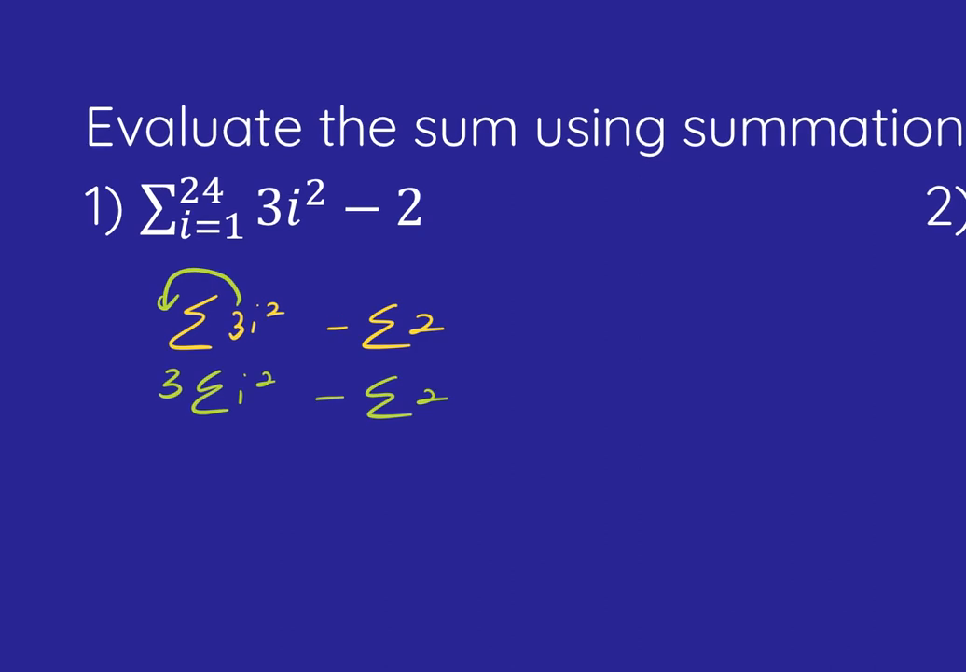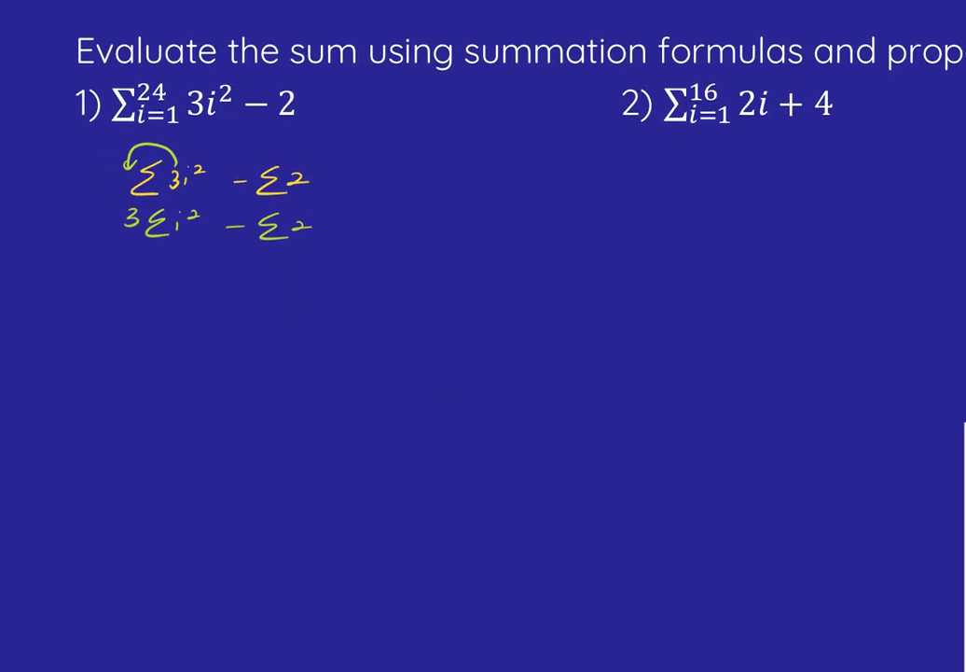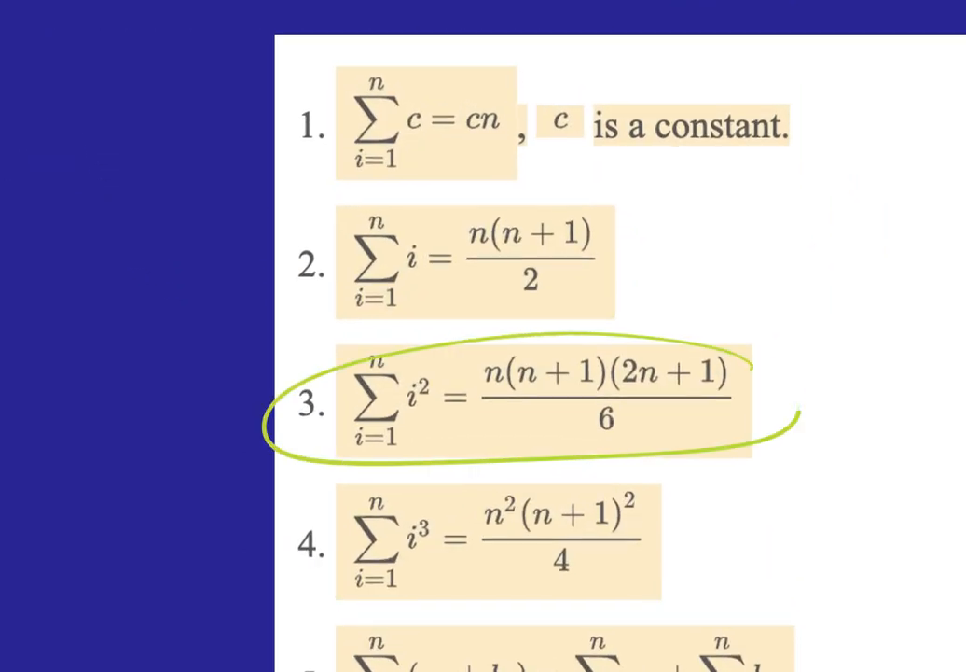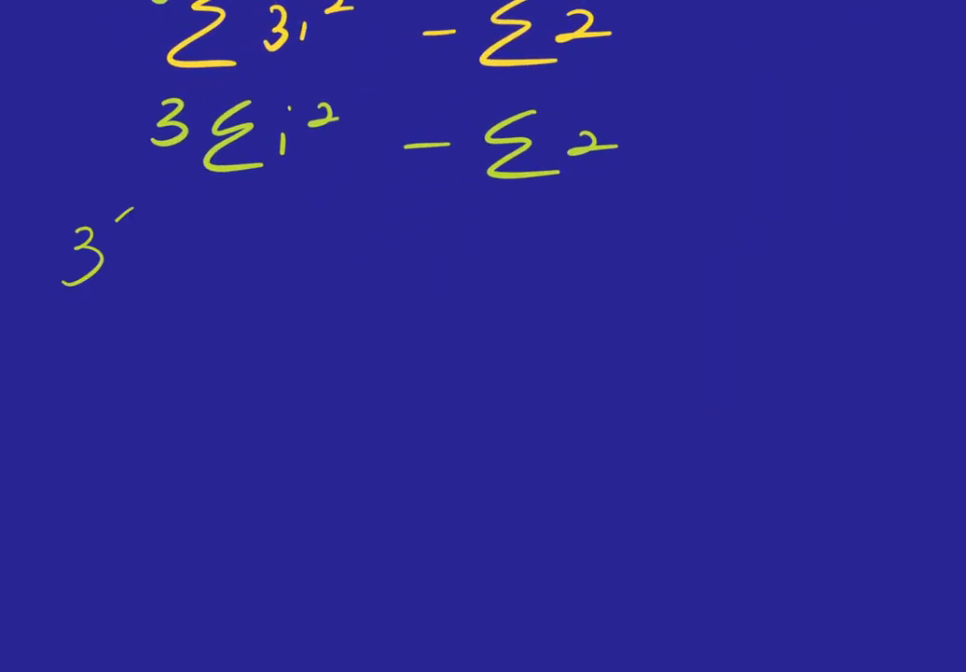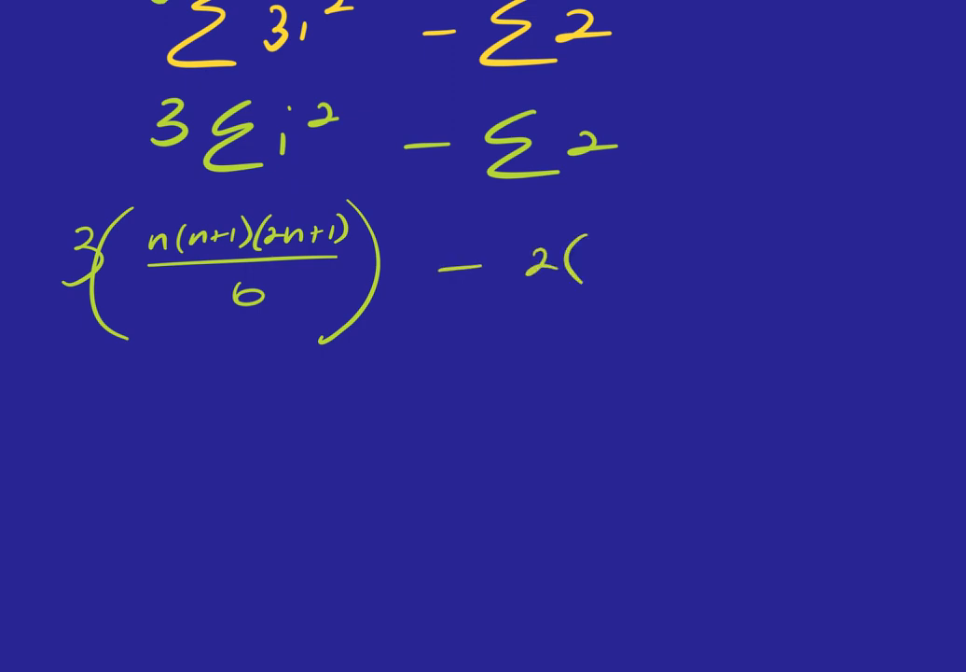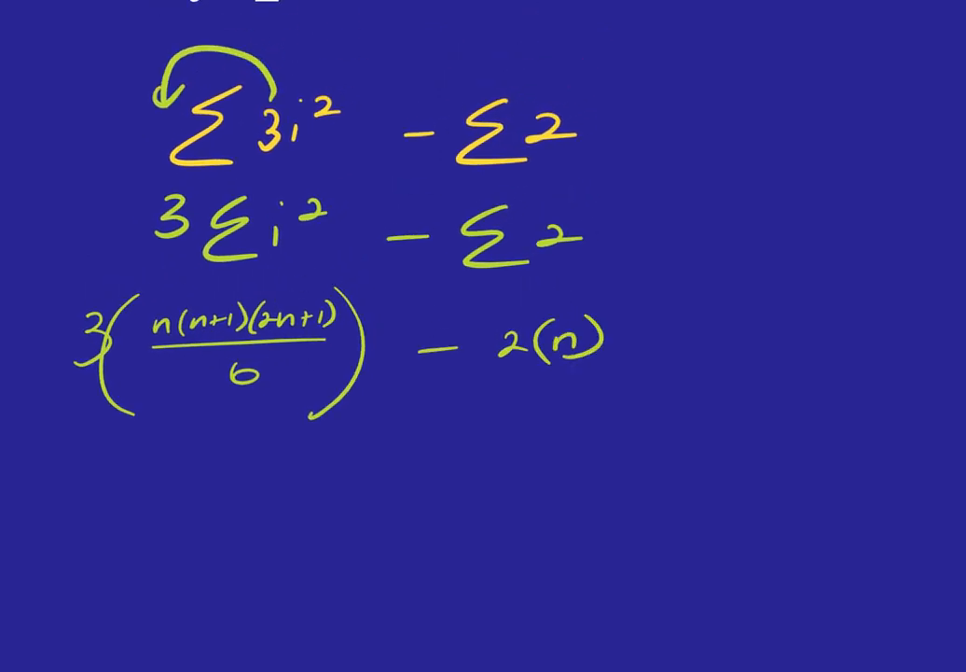So you want to break it down so it's either a single number by itself or a single term by itself. Then you've got your summation rules. Your i squared is this one: n times n plus 1 times 2n plus 1 over 6. So the 3 is on the front of that: n times n plus 1 times 2n plus 1 over 6. Then when it's just a single number, it'd be 2 times n, and the n we'll plug back in.